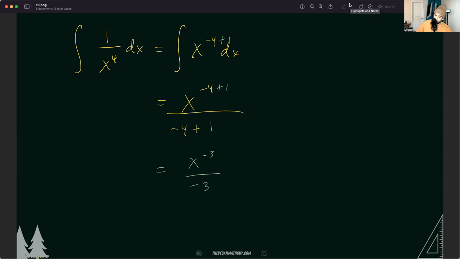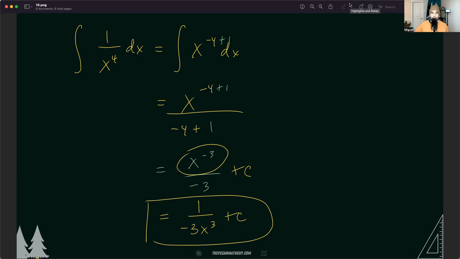And obviously, we have the plus c. And now I can go ahead and rewrite that. The only thing that's going to change is that x to the -3rd, because it has a negative power. So we're going to go ahead and bring that down. So this is going to become 1 over -3x cubed plus c.